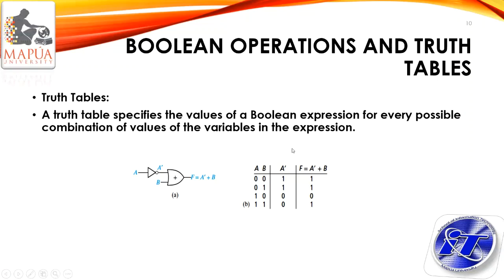And each gate should have a column in our truth table to determine what the output will be. So since we have a NOT here, we should have a column for A-not, and we have an OR, therefore we need to have a column for OR here. So that's our truth table.